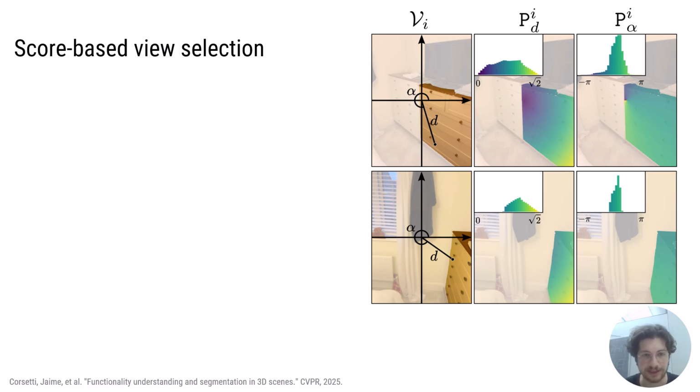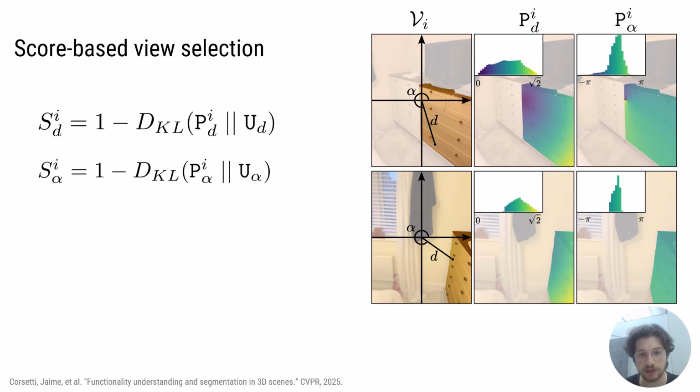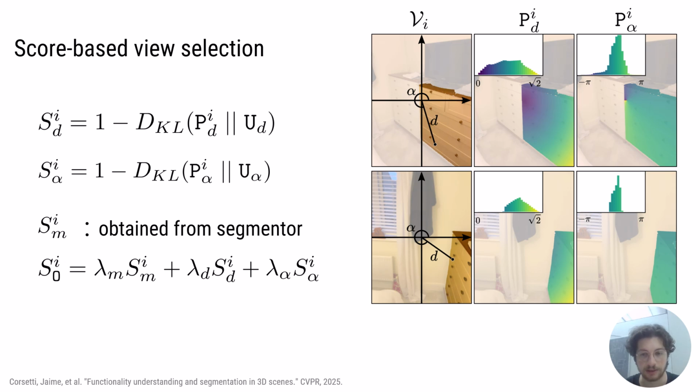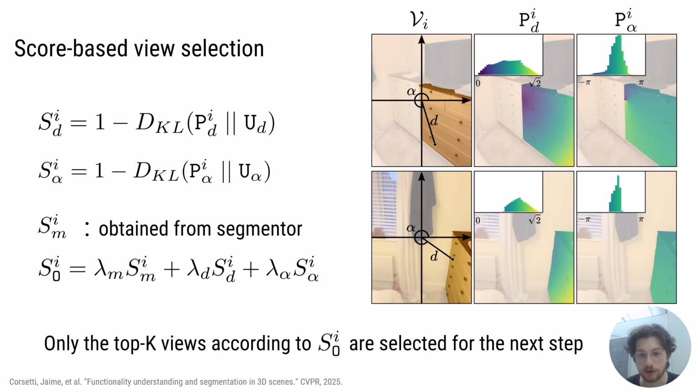So we design this score-based view selection mechanism in which we consider the distribution of the pixels of the mask relative to the image center, and in particular we consider the distribution of the distance relative to the center and the angle relative to the center. So this gives us two scores, which are higher when these distributions are more similar to the uniform distribution. This is because a uniform distribution means that the object is well centered and well visible in the image center. Additionally, we consider the semantic confidence score obtained from the segmenter, and at the end average all of them with specific hyperparameters to obtain a single score. So we use this score to select only the top K views according to it, in order to proceed with the next step.